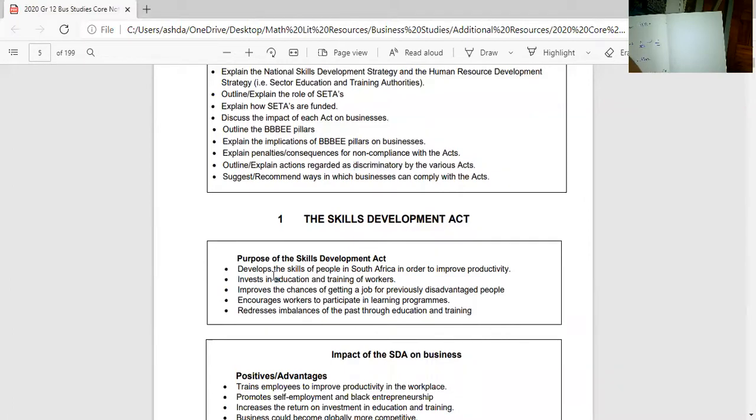So what we need to do is we need to develop the skills of South Africans to improve the productivity. Okay, so this skills development has a lot to do with improving productivity. That's the first main thing that you need to do. You need to improve productivity when implementing this act.